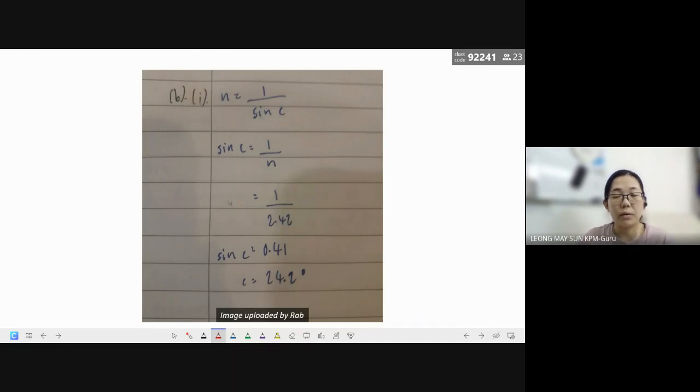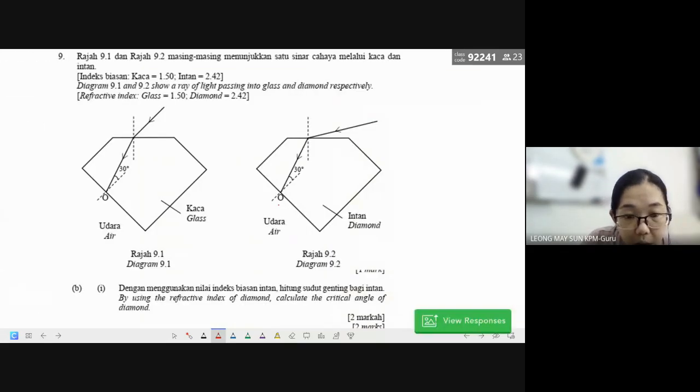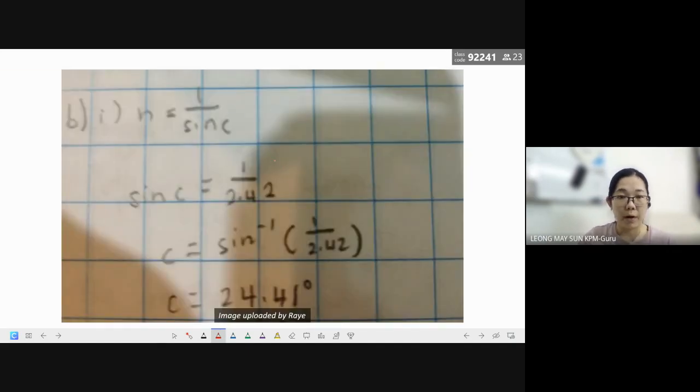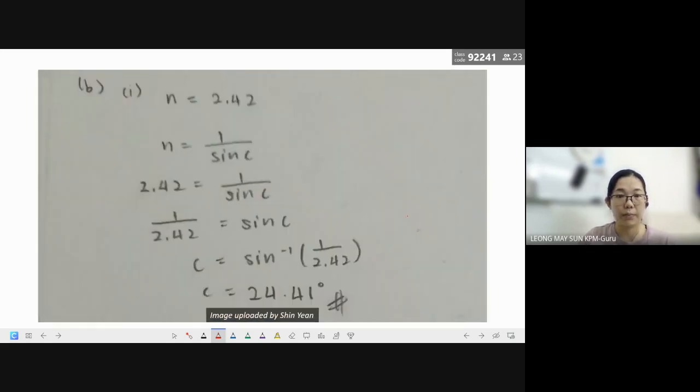Okay, now here, Rebecca wrote the formula here. Substitution 2.42. Let's go back to the question first. Refractive index of diamond. So substitution here is correct. The mark is actually for the substitution, 2.42. And then here 24.2 degrees. So Rebecca gets 2 marks. Ray's answer 2.42, I see it there. Good, Ray also gets 2 marks.